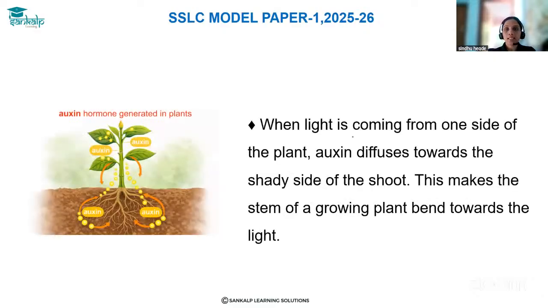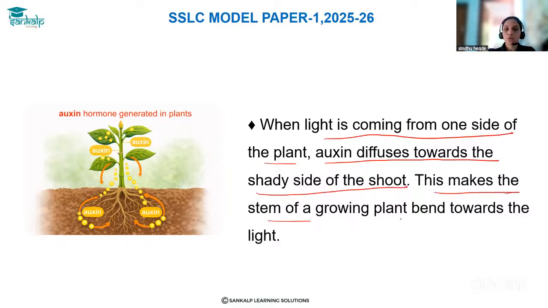When light is coming from one side of the plant, auxin diffuses towards the shady side of the shoot. This makes the stem of a growing plant bend towards the light.